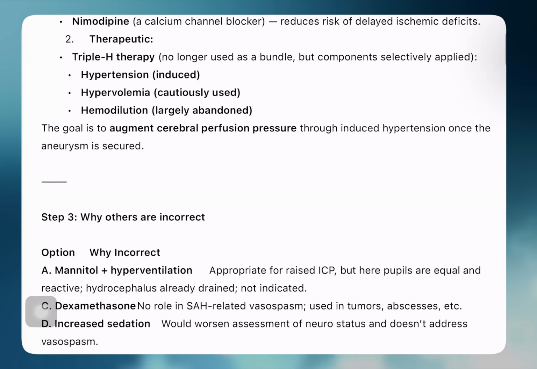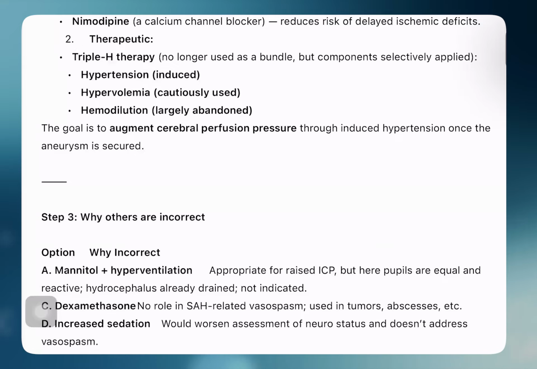So why the other options are not correct? Mannitol and hyperventilation could have been correct if there was a raised ICP, but the pupils are going against a proof of raised ICP. So there is no elevated intracranial pressure. The pupils are equal and reacting. Hydrocephalus is already drained, so we do not need mannitol. Although if it was an EVD issue, then we could have started with this and then eventually moved on to either redo the EVD or removing it.